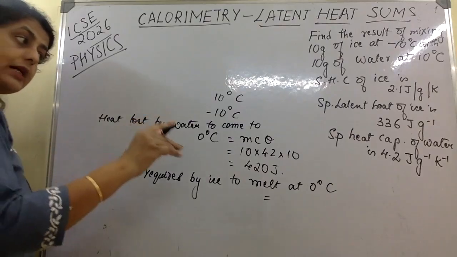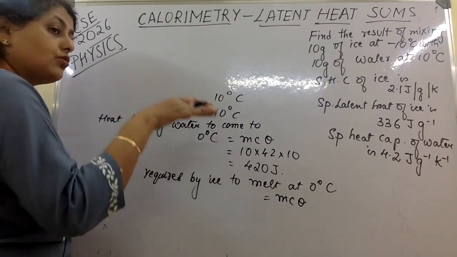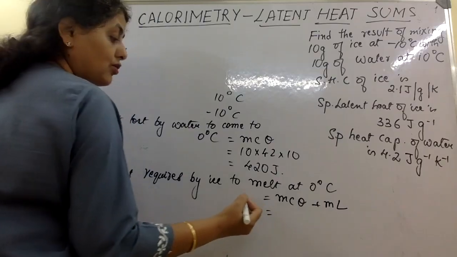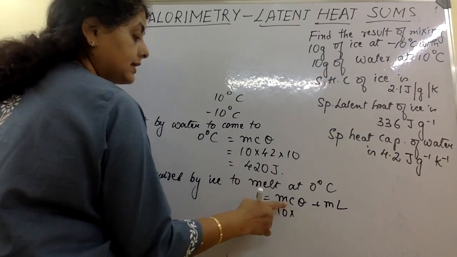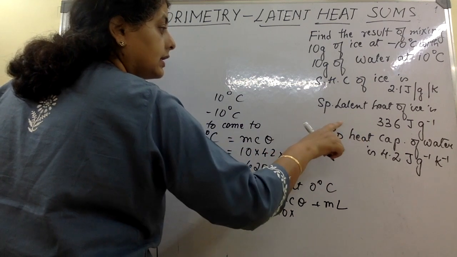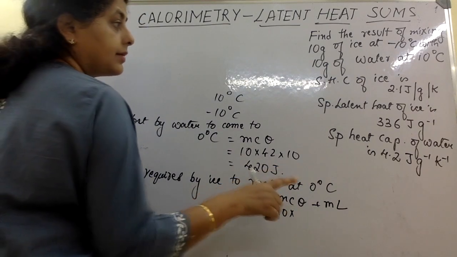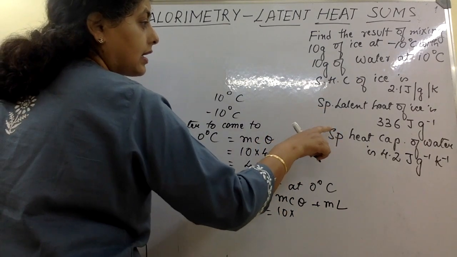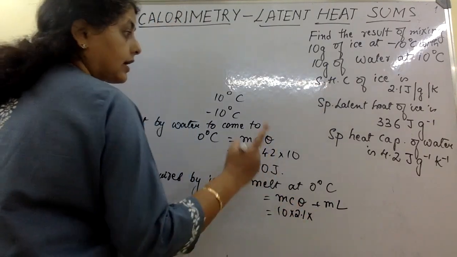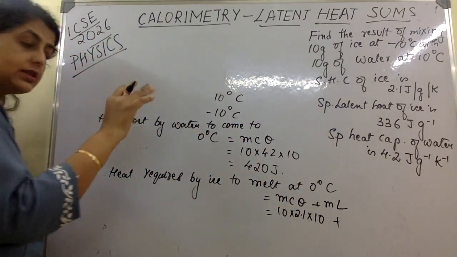First, the ice has to come down. So first mcθ, because from minus 10 degree it has to go to 0 degree, then it has to melt, and then it has to be mL. So m is how much? m is again 10. c is the specific heat capacity of ice, 2.1, into θ. θ is 10, because the difference in temperature from minus 10 to 0 is straight 10.